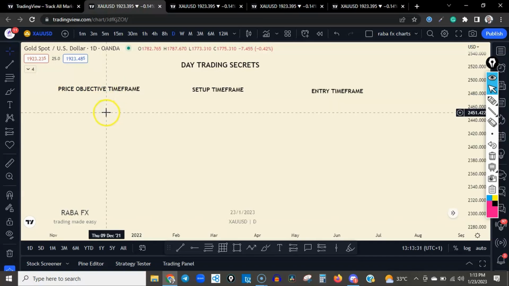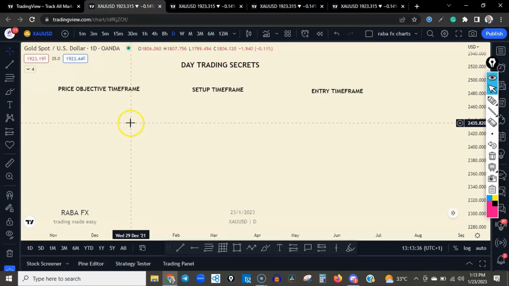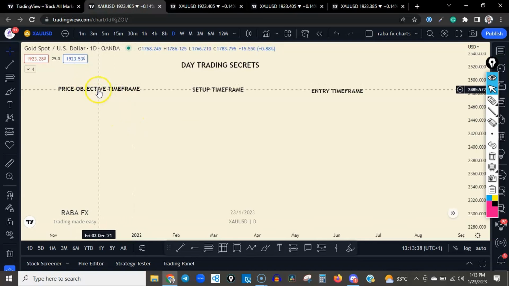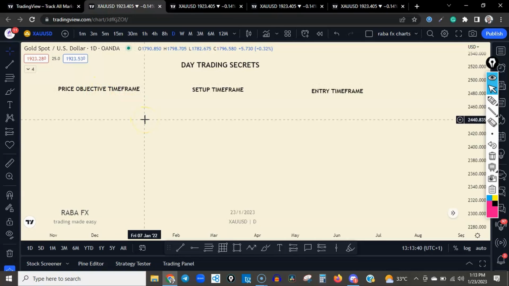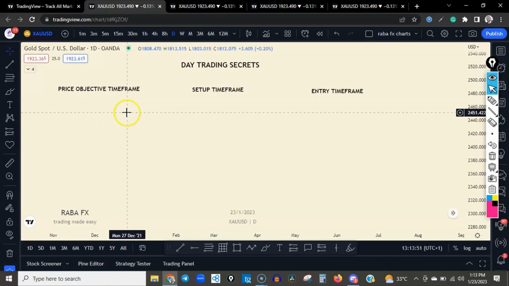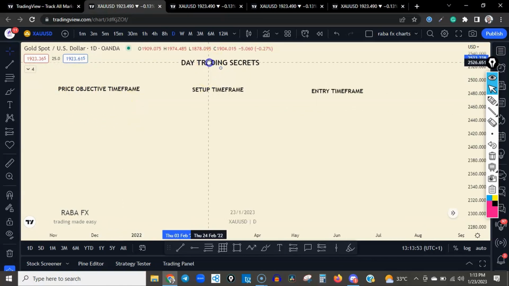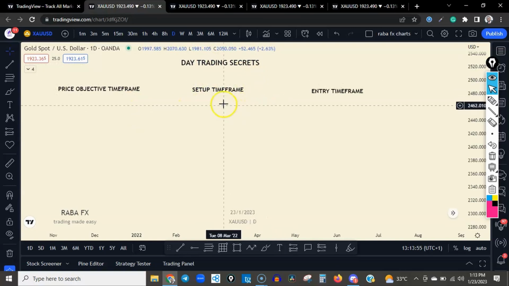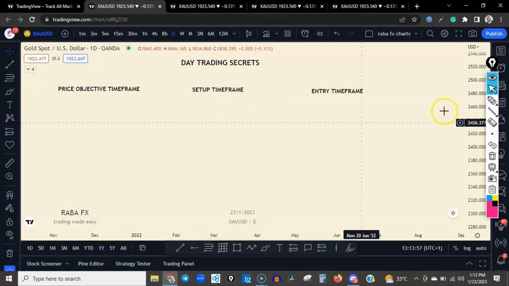Look for other pairs where the objective is clear, and in that case you start looking for what trades in that direction. Okay, do not be confused by trying to trade a particular pair because you just love that pair. No, trade a currency pair or any financial asset once you understand the price objective. Now, for day trading, these are the secret time frames that you need to be doing.